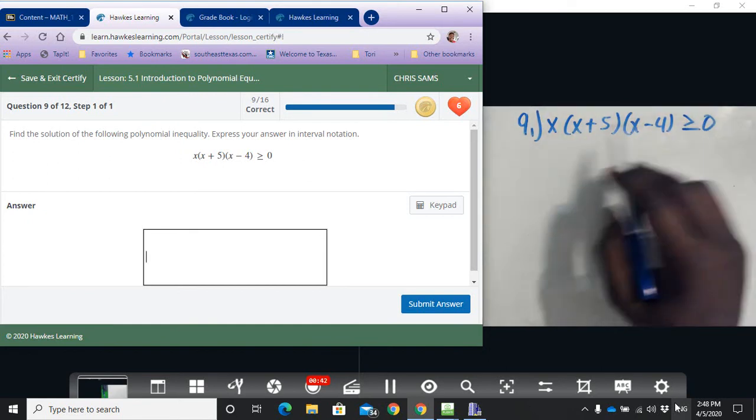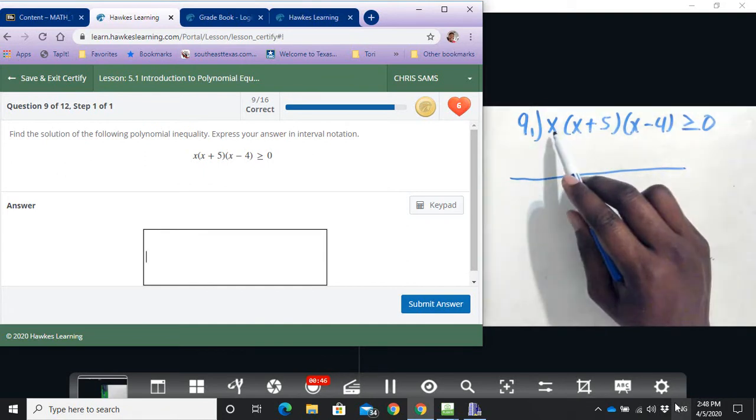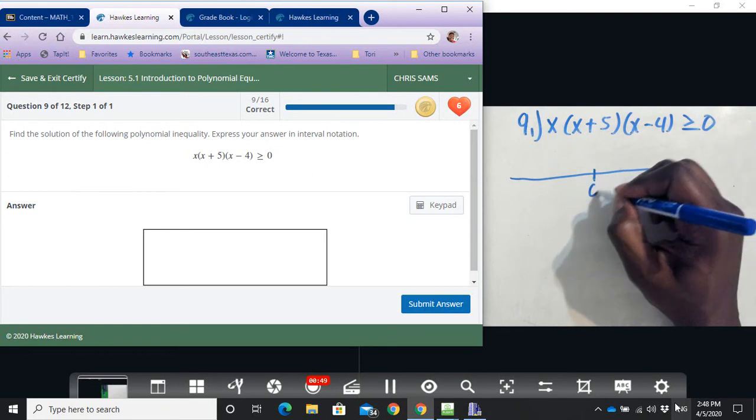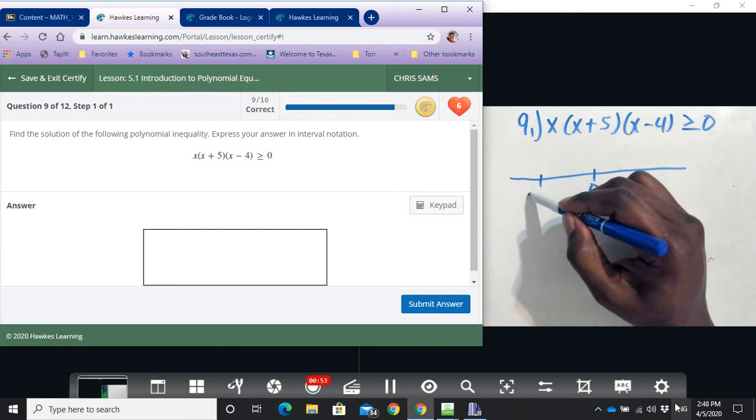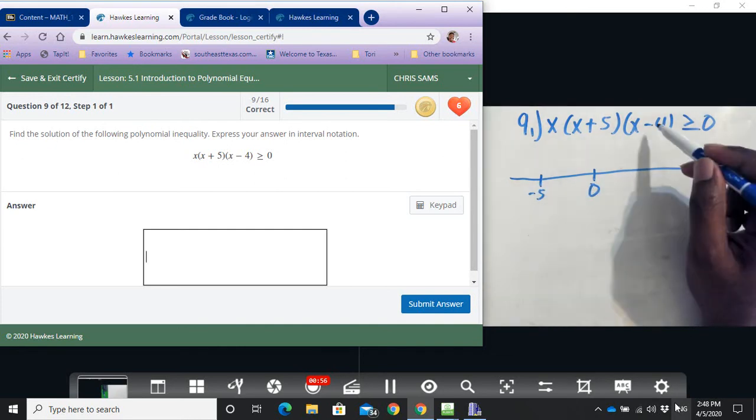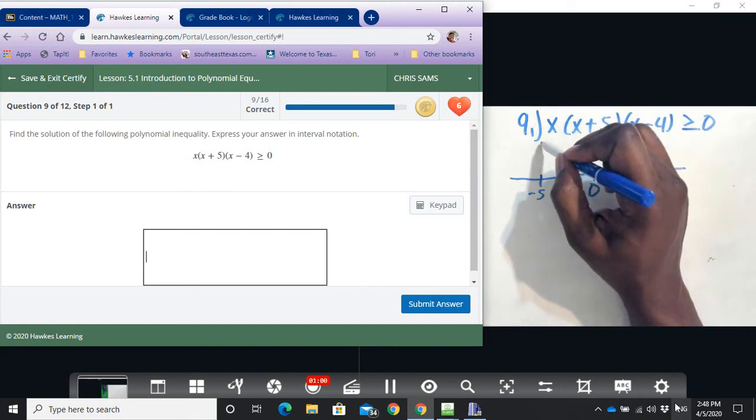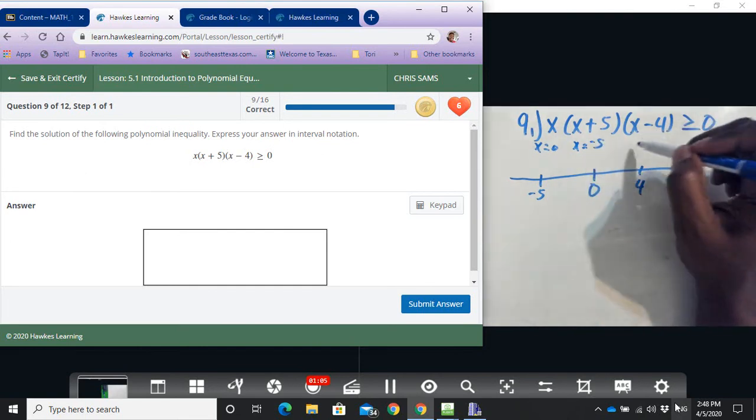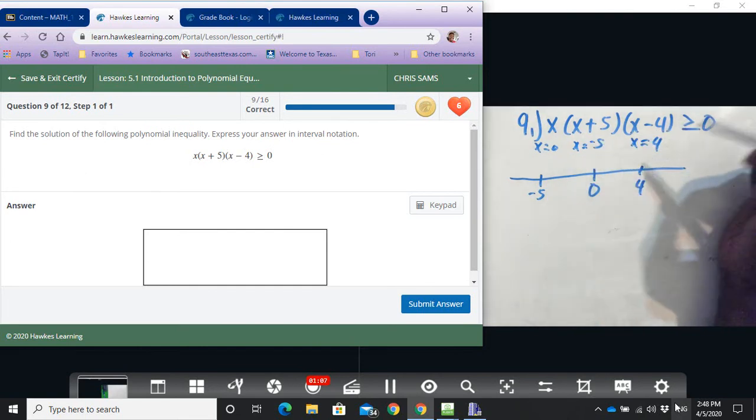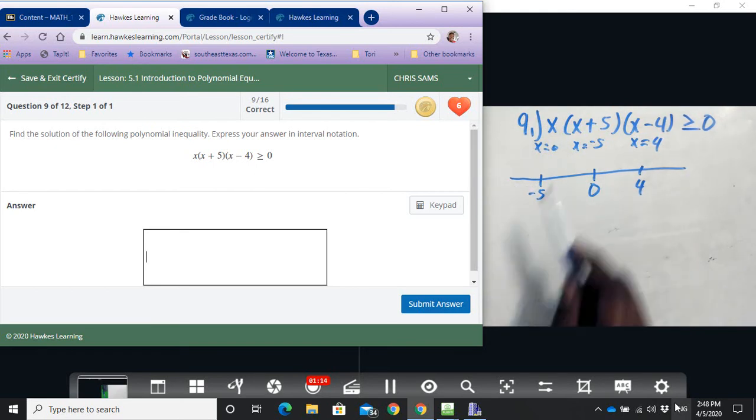So if I set each one of these equal to 0, we're going to get 3 different numbers. X is 0 is one number, so we have 0 as a number. We will have negative 5, and then we will have positive 4. So these will be my numbers: x equals 0, negative 5, and positive 4. We're going to pick numbers in between each of these and find out which one gives us a true statement.